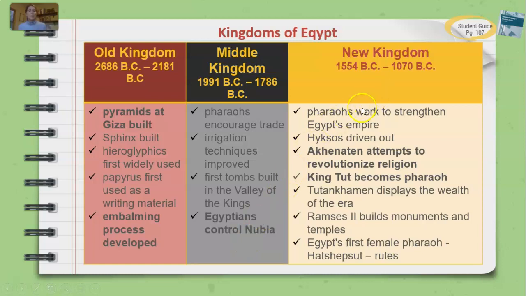And then in the New Kingdom, pharaohs worked to strengthen Egypt's empire. Hyksos were driven out. Akhenaten attempts to revolutionize religion. King Tut becomes pharaoh. Tutankhamun displays the wealth of the era. Ramses II builds monuments and temples. And Egypt's first female pharaoh, Hatshepsut, rules. And you'll learn a lot more about Akhenaten, King Tut, Hatshepsut in the readings to come.